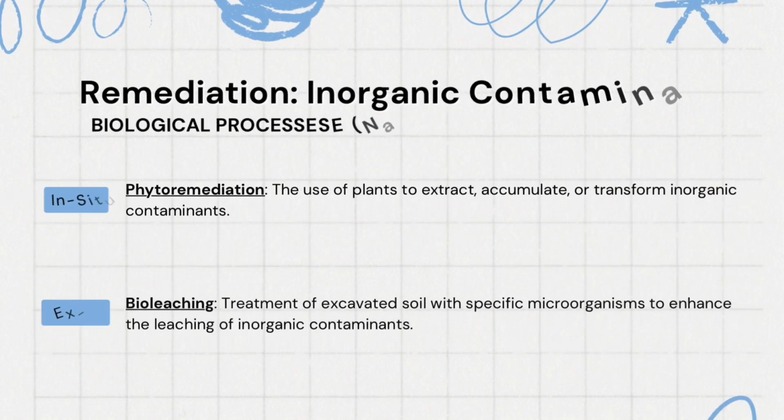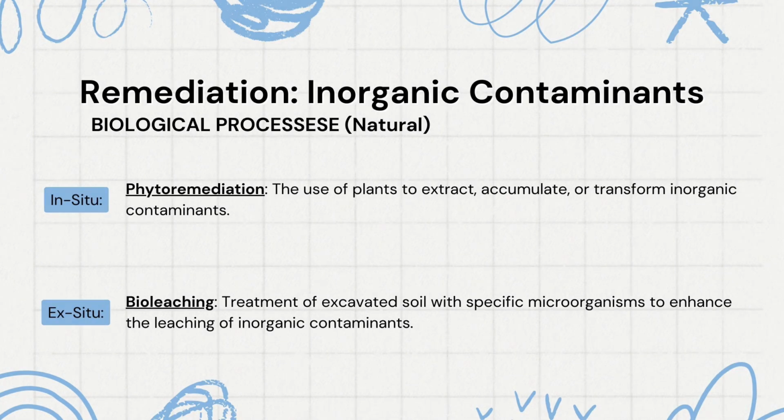Now we will look at inorganic contaminants, which encompass heavy metals, metalloids, and salts. Inorganic contaminants lack the presence of carbon. Natural methods for inorganic contaminants include biological processes of in situ phytoremediation and ex situ bioleaching, using microorganisms to enhance leaching. Notice that phytoremediation can be used for both inorganic and organic contaminants.